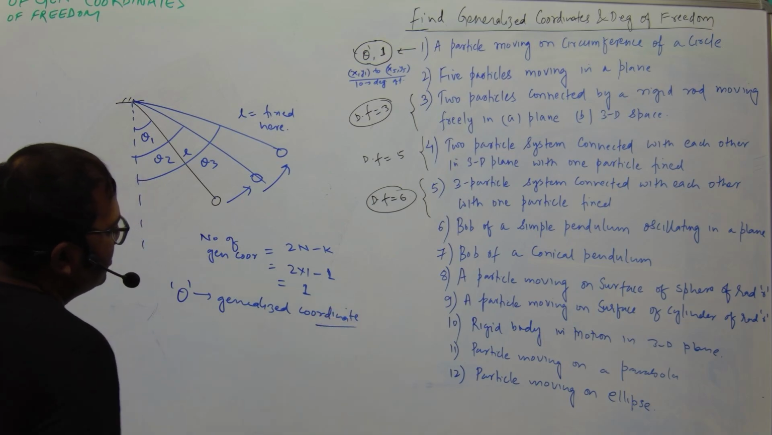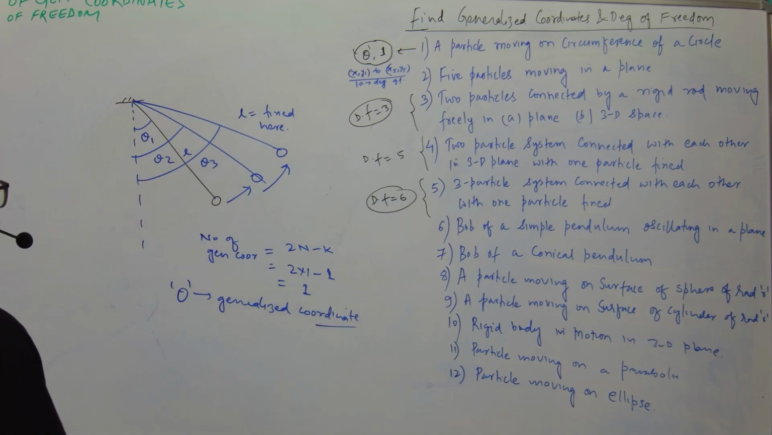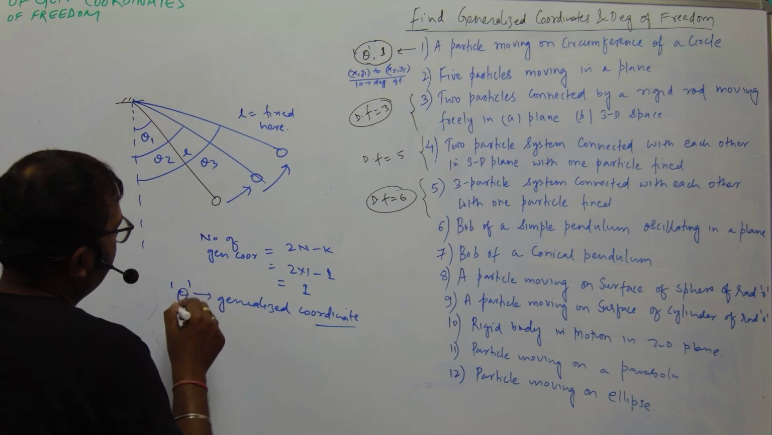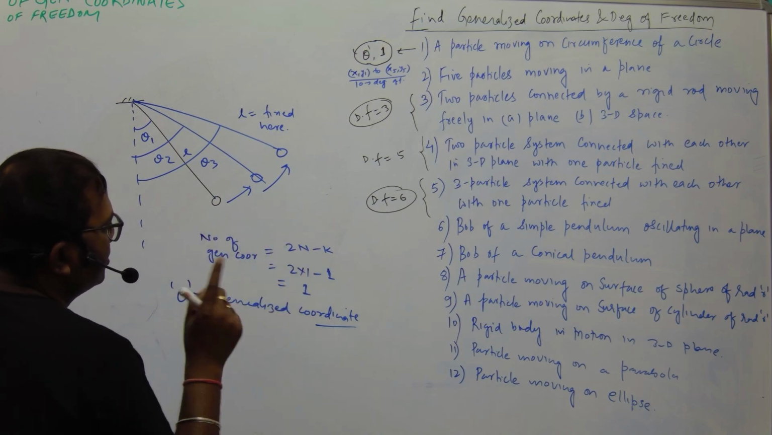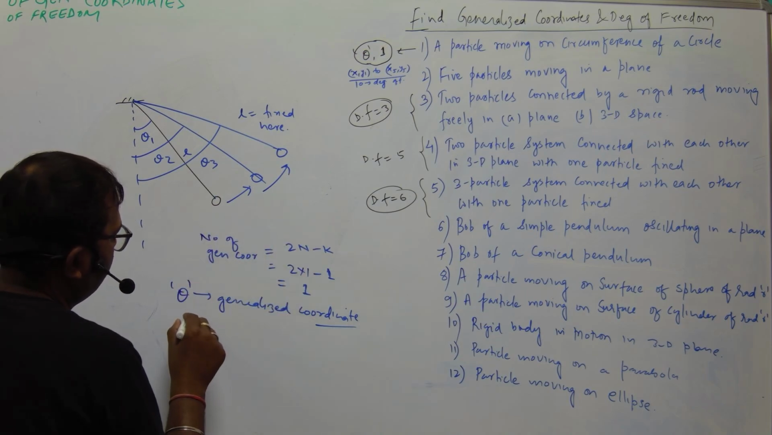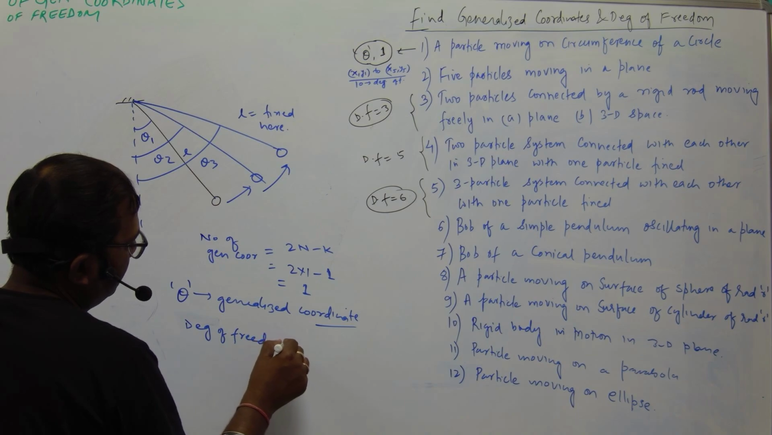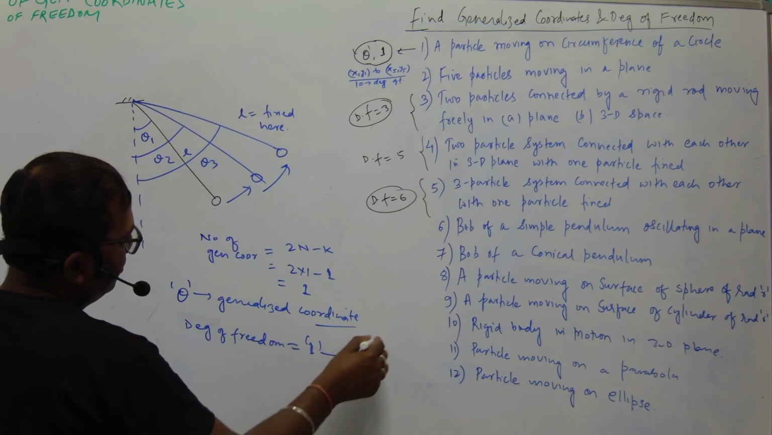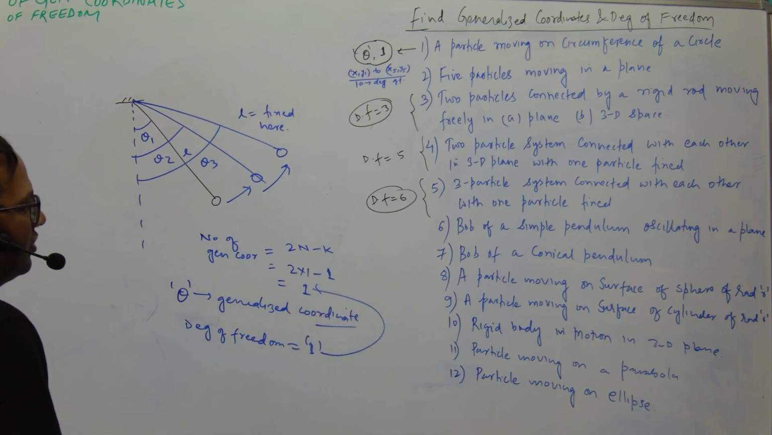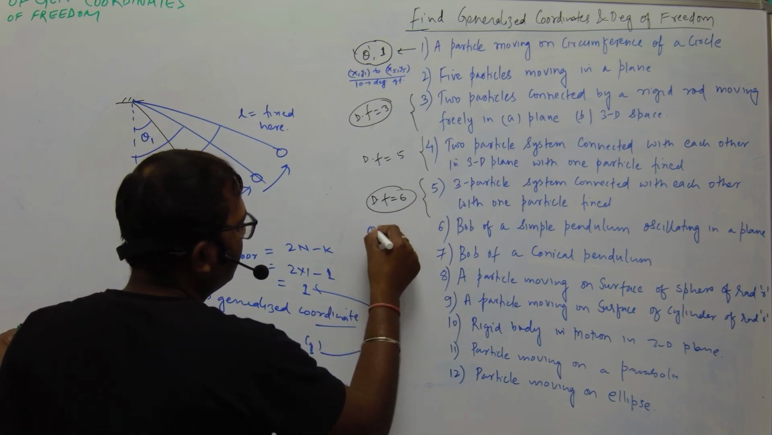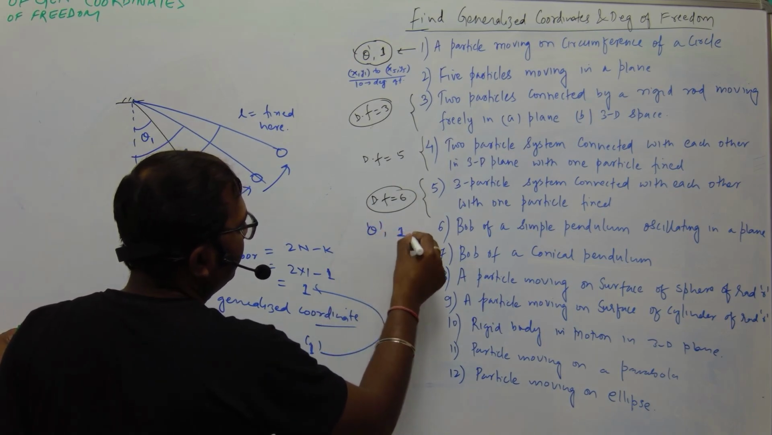And in how many ways is the position of particle getting changed? On changing the value of theta, the position of particle is getting changed. So the single parameter is theta, and the degree of freedom will be 1 here. Degree of freedom is equal to 1, that is equal to the number of generalized coordinates. So the generalized coordinate is theta and degree of freedom is 1 here.